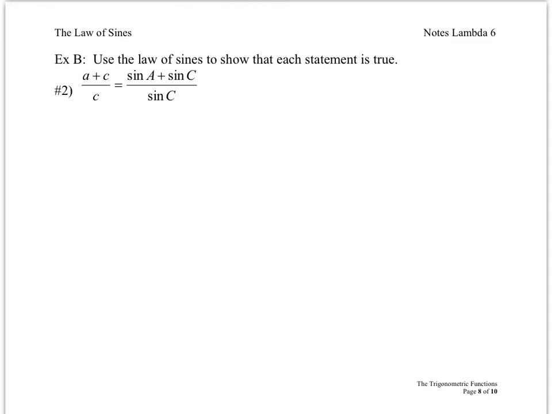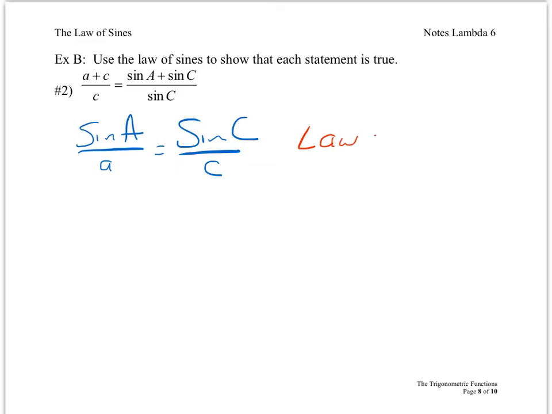So the end result, the last step in what we're trying to do, is going to be what this says here. A plus C over C equals sine of A plus sine of C over C. What's a fact we can all agree on? Well, let's agree on what the law of sines says. Sine of A over A equals sine of C over C. Why did I choose this fact? Simple. I'm going to write down my reason here. This is the law of sines.